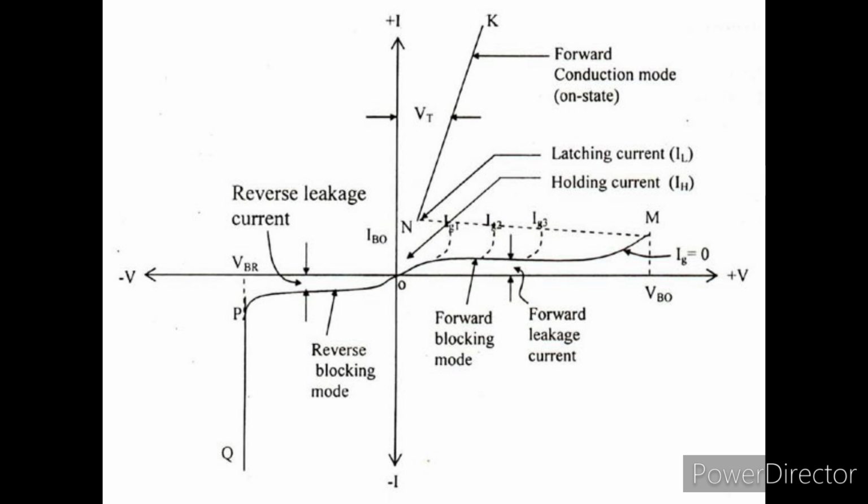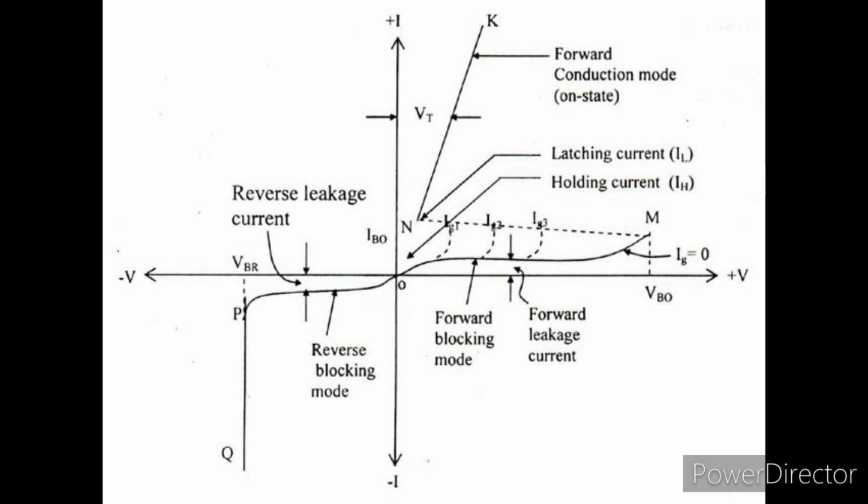The reverse blocking mode can be obtained by making the cathode more positive with respect to the anode. So when we make the cathode more positive with respect to the anode, junctions J1 and J3 get reverse biased and J2 gets forward biased. So the thyristor does not conduct. And care should be taken that the positive voltage applied at the cathode should be less than VBR, that is the breakdown voltage. If the positive voltage applied at the cathode crosses VBR, the thyristor may get damaged. In reverse blocking mode, the switch at the gate terminal is kept open.